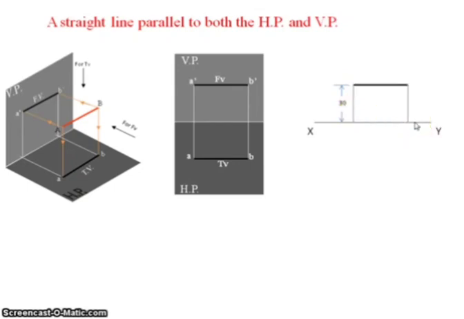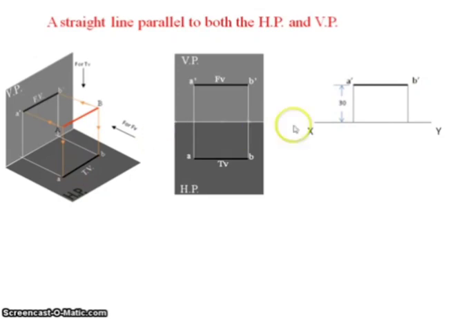Next, join the endpoints of these two projection lines, then we get the final front view of the straight line, that is AB. This one we got in the front view, so give the names A dash and B dash. And next we have to draw the top view.